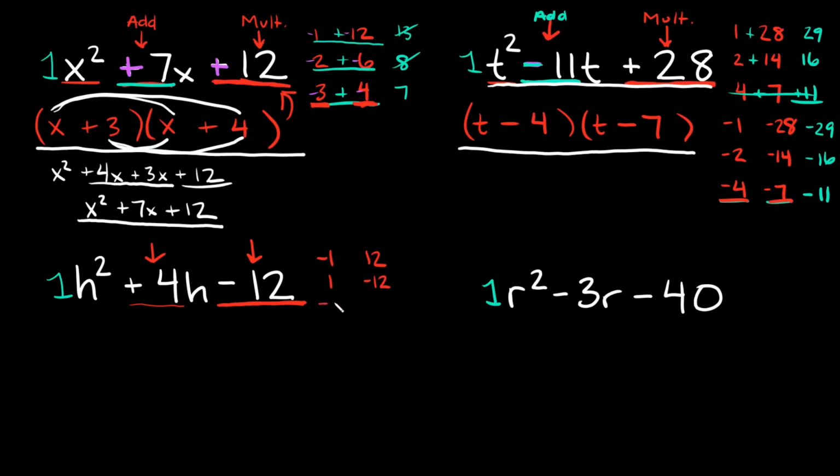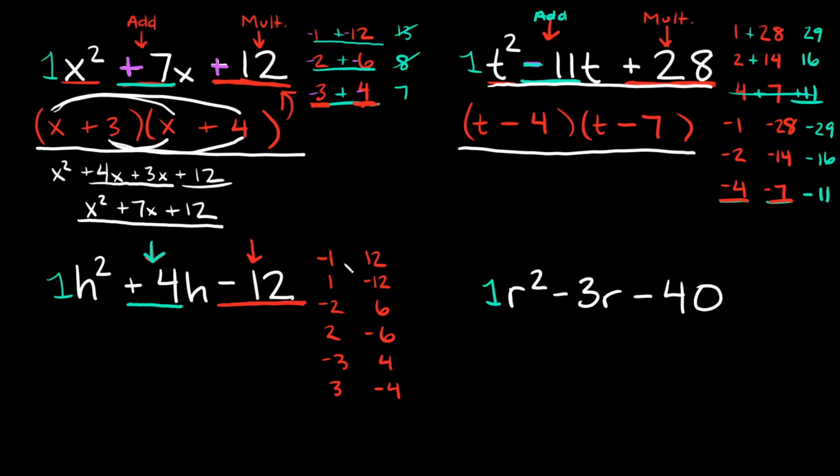Okay, we can also do negative 2 times 6, or we could do positive 2 times negative 6. And lastly, we could do negative 3 times positive 4, or positive 3 times negative 4. Okay, so cool. We found all our pairs right here that multiply to negative 12. Now we just need to figure out which one adds up to this number right here, positive 4.